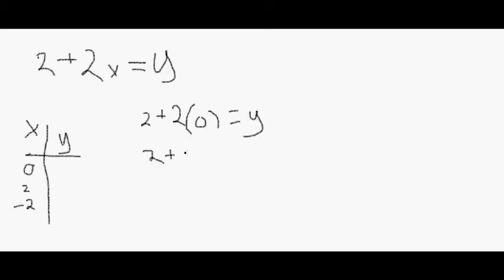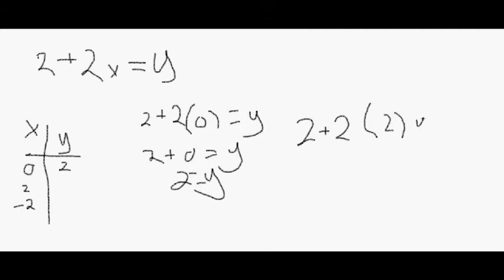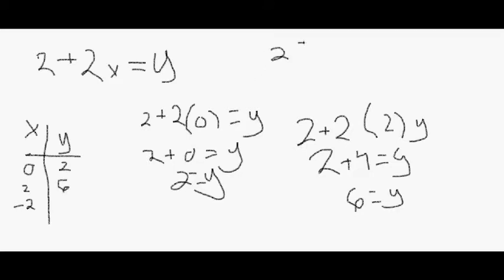Now we have to replace the x with the number. So we have 2 plus 2, and then replace the x with the 0 equals y. So 2 plus 2 times 0 is 0, equals y. 2 plus 0 is 2. 2 equals y. That takes care of that. Next one. We have 2 plus 2 times 2 equals y. That means 2 plus 4 equals y. 2 plus 4 is 6. 6 equals y.